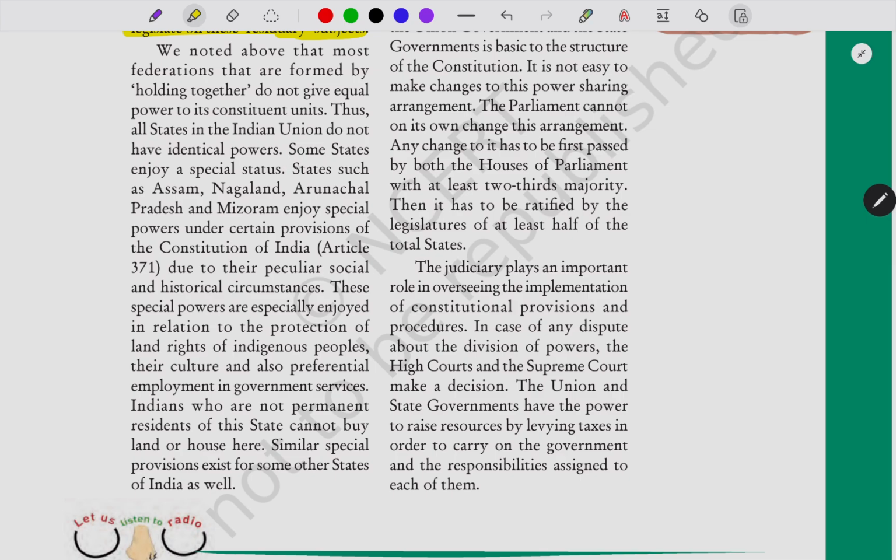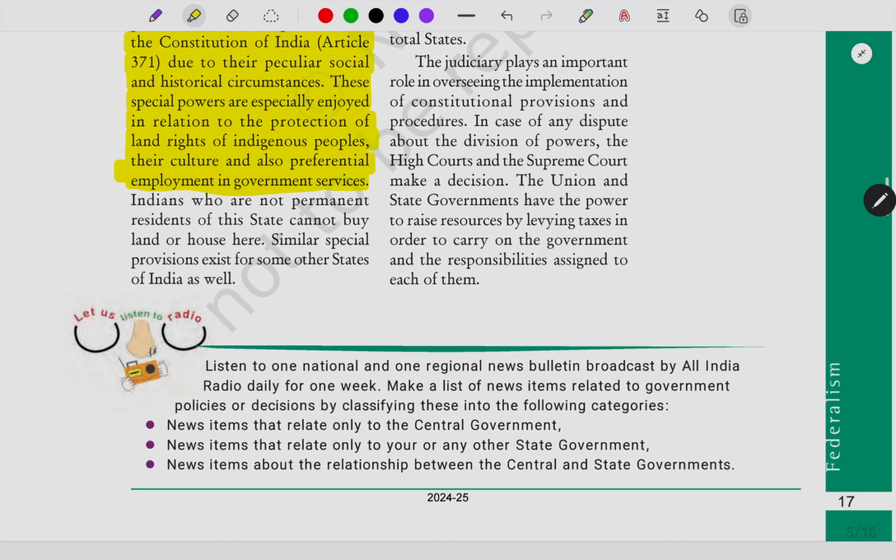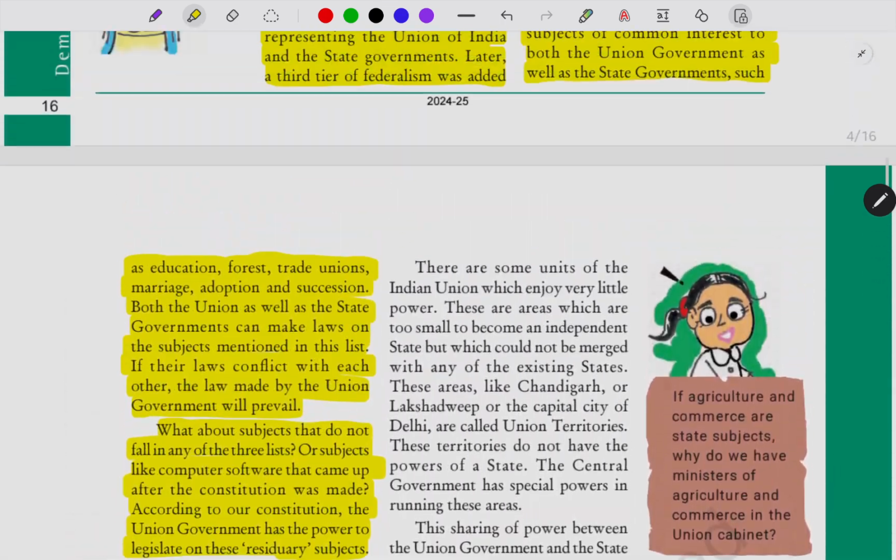Okay, here states such as Assam, Nagaland, Arunachal Pradesh, and Mizoram enjoy special powers under certain provisions of the Indian Constitution, that is Article 371, due to their peculiar social and historical circumstances. These special powers are especially enjoyed in relation to the protection of the land rights of the indigenous people. Important point right here: land rights of indigenous people, their culture, and also preferential employment in government services. Okay. Now, Indians who are not permanent residents of this state cannot buy land or house here. Similar special provisions are provided for some other states of India as well.